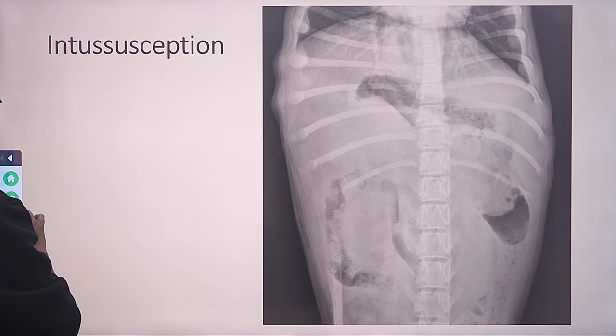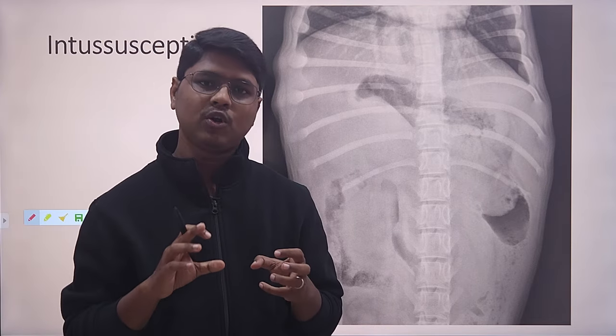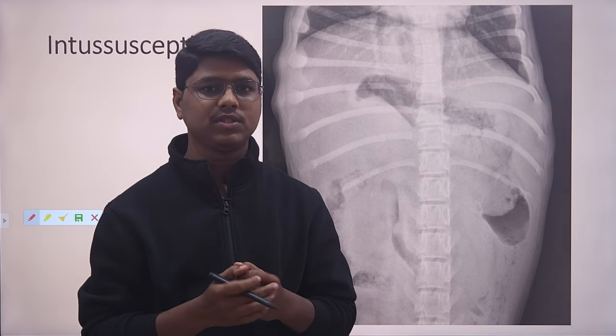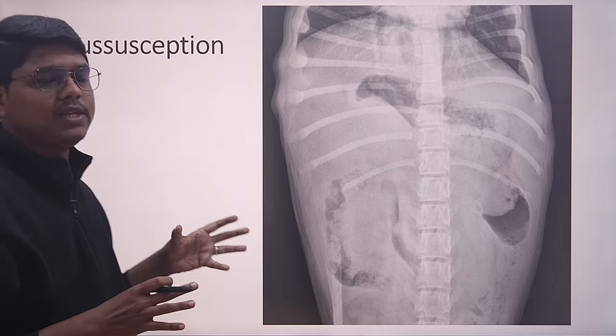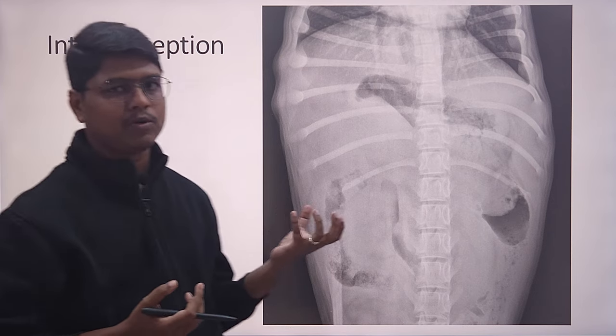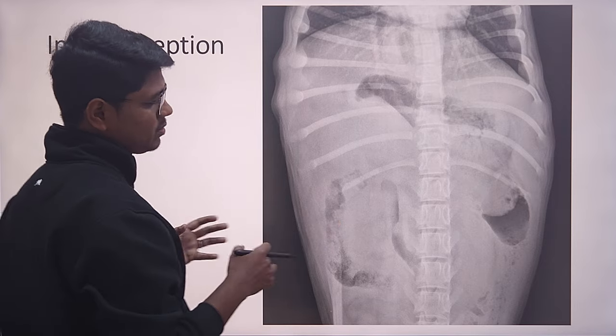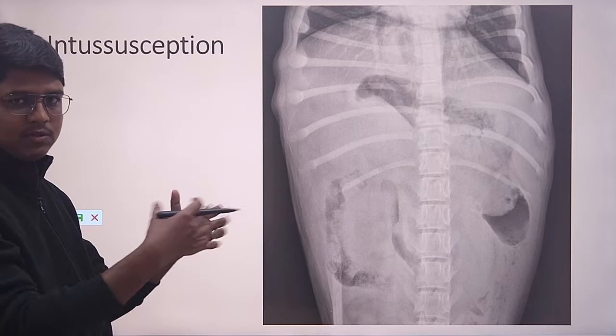Next, intussusception. Intussusception is usually diagnosed in ultrasonography. Okay, they are better diagnosed in ultrasonography. They are rarely visible in radiographs, but sometimes they are visible. Just like I told you about the pyloro-gastro-intussusception, this is also intussusception. Intussusception means invagination of one portion of intestine into the other.